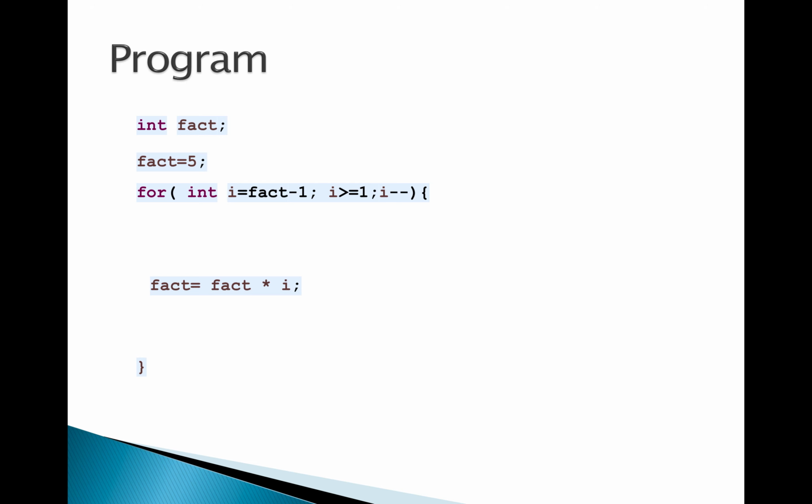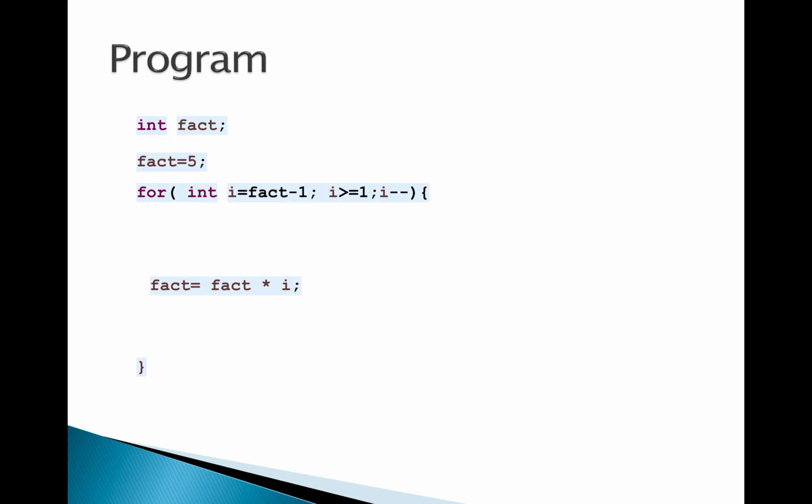So it is going to go inside the loop and it is going to multiply 3 into whatever the value calculated before, which is 20. 20 into 3 is going to be 60. Now again, I is becoming 2 from 3, and 60 into 2 will be 120. 120 into 1 will be 120.